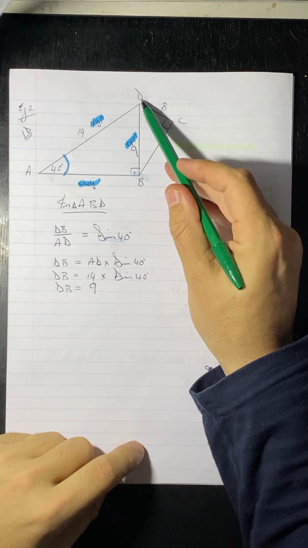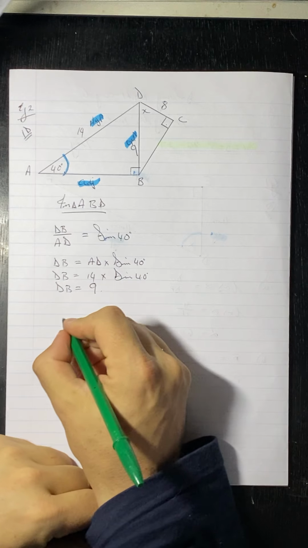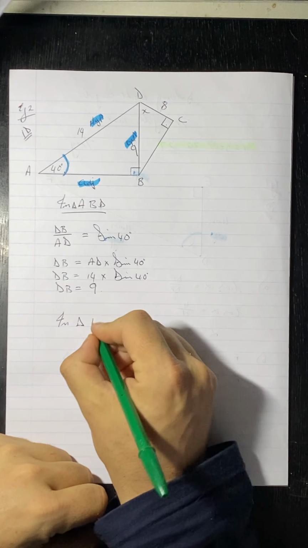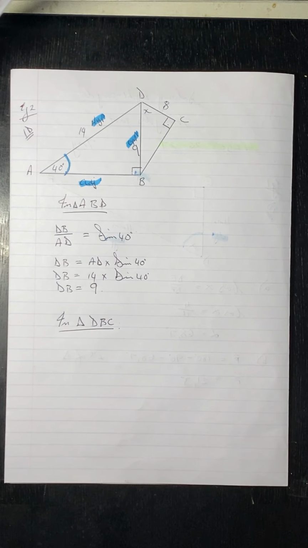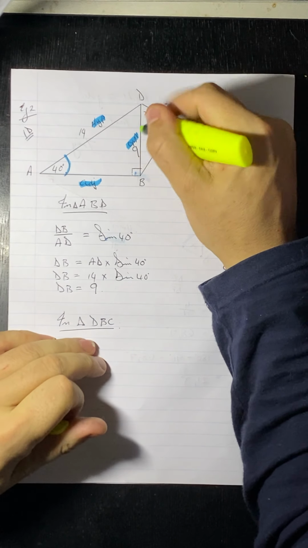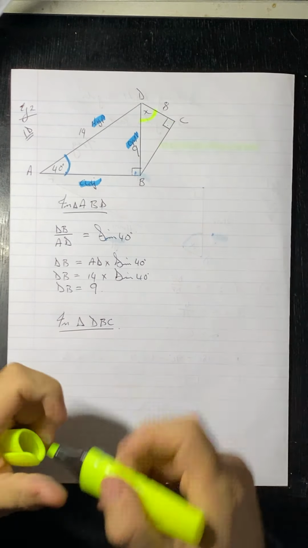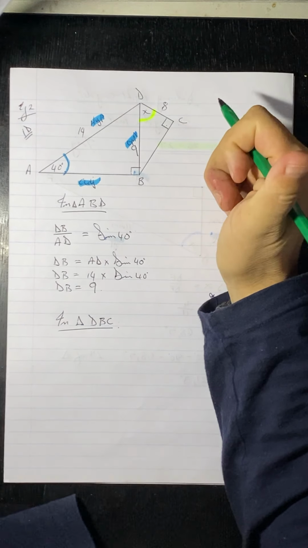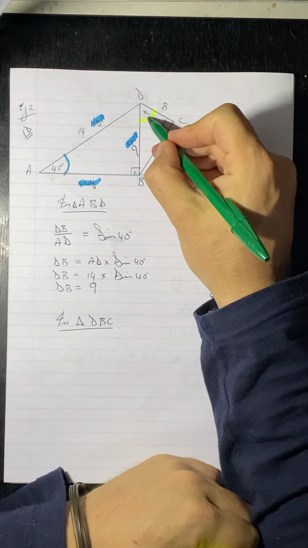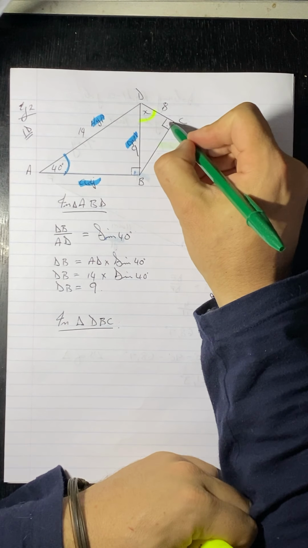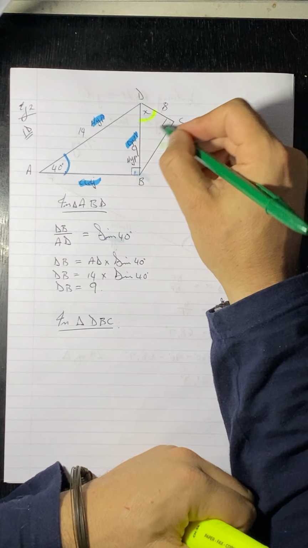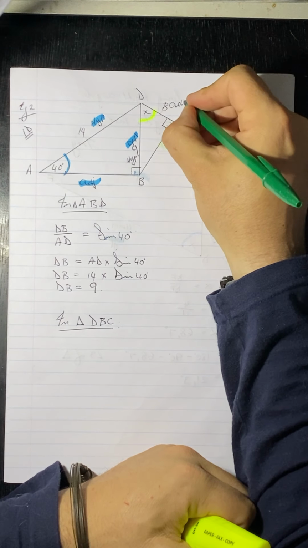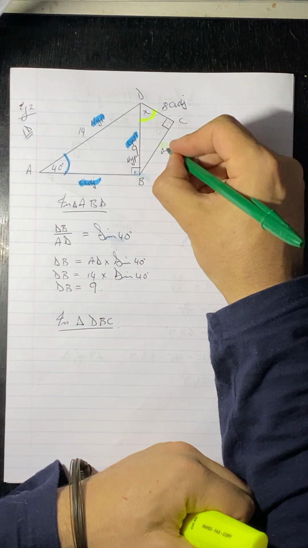Now what I'm going to do is I'm going to work in this DBC triangle. So in triangle DBC, I'm going to use another color now so you can see. This is the angle that we have. I'm going to fill in my adjacent, opposite, hypotenuse with respect to that yellow angle now. So this here would be our hypotenuse, this side here. This side here would be our adjacent. And this here would be our opposite.